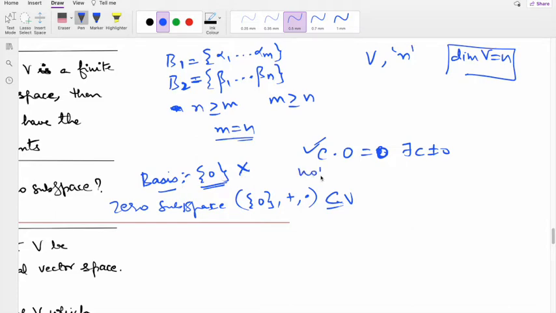If there is no basis, the basis set is empty, which means that the dimension of V, which is the number of elements in the basis set, is 0. So the zero subspace has dimension 0. Any other subspace will not have dimension 0. It will have at least one dimension. That's another idea that you can take home from here.